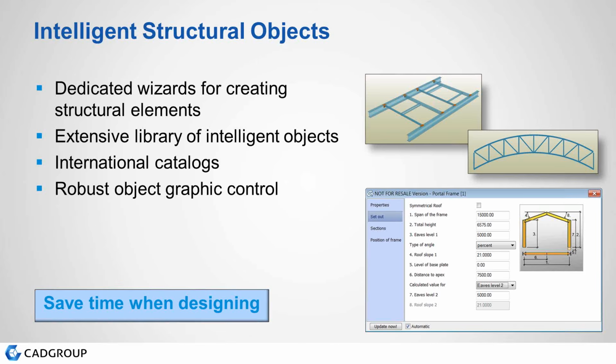It's got an external library of internal intelligent objects, and comes with an international catalog. So I'm also working on maybe a US project or something. I can go and start adding the American members rather than the Australian members. It's got robust object graphic control.